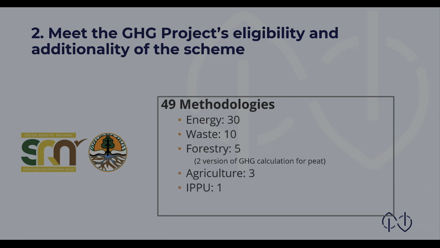And according to this year's update, the methodologies that have been published by the Ministry of Environment to register current projects in SRN number 49 in total: 30 from the energy sector, 10 from the waste sector, and 5 from the forestry sector. Within these 5, there are 2 versions of the GHG calculation for peat, so there are actually four methodologies, with an aggregate for the peat calculations, and also agriculture with 3 methodologies, and FFU with 1 methodology. Next slide.